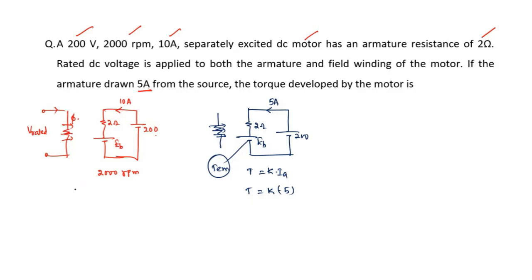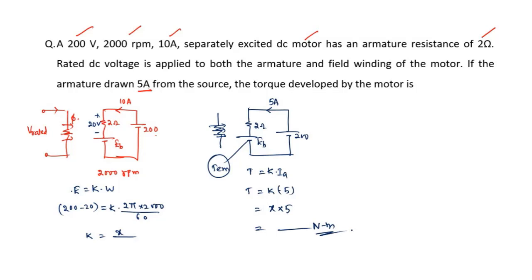K can be calculated from the other equation, E is equal to K phi omega. How do you calculate E? Whenever it is drawing 10 amperes, there will be a drop of 20 volts. So E can be taken as 200 minus 20, that is 190. And omega is 2 pi N, that is 2 pi times 2000 by 60. If you solve it, you'll get K. Substitute the K value, maybe 1.7 or something else, and you'll get some X, and X into 5, you'll get the torque in Newton meters.